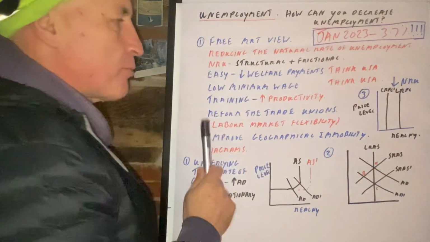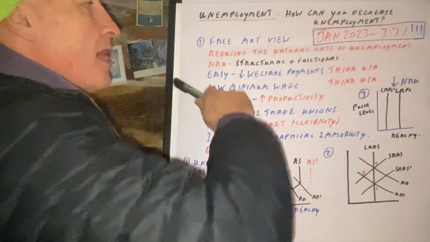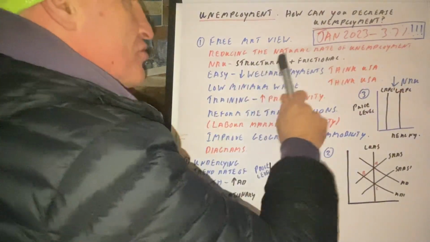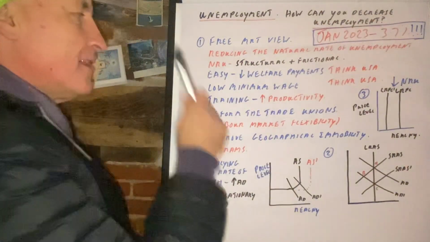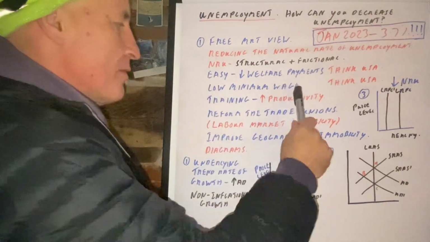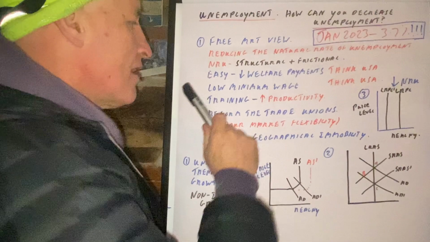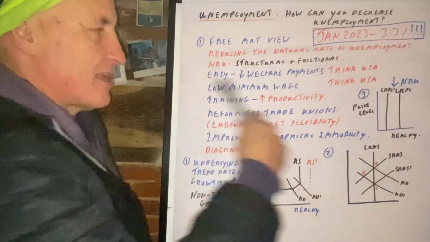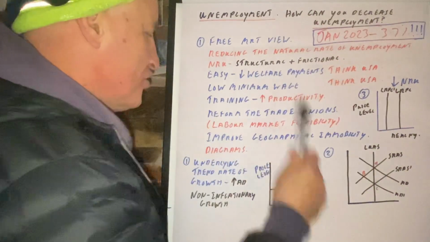Right, to reduce unemployment, well, we have the free market view, which is also about reducing the natural rate of unemployment, e.g. structural and frictional unemployment. Quite easy to do, really, because we reduce welfare payments, you lower the minimum wage, more training, reform of the trade unions, all of those things will increase productivity. There's quite a few diagrams involved that you can use in this.